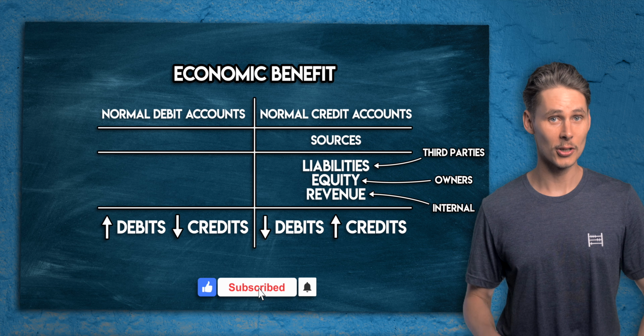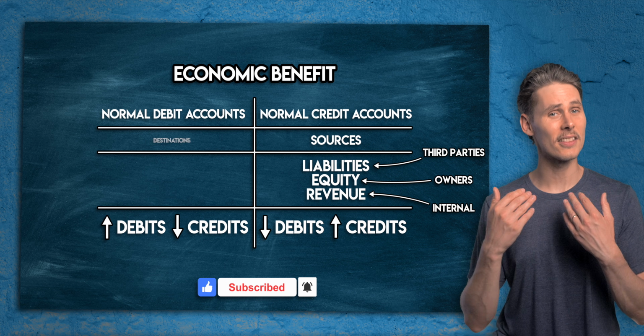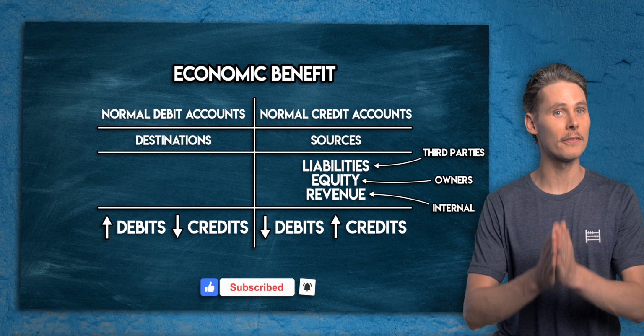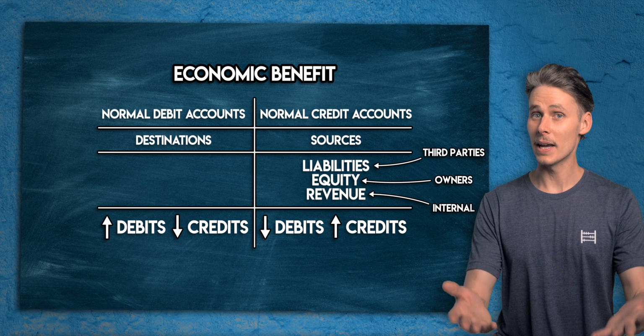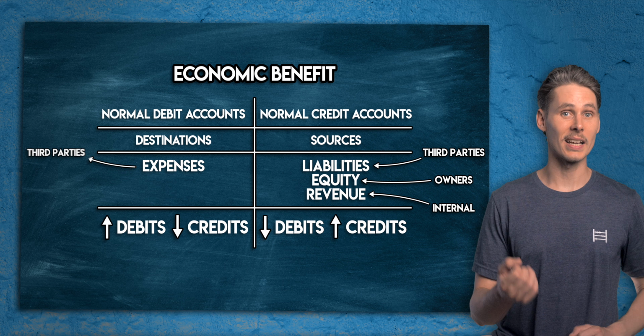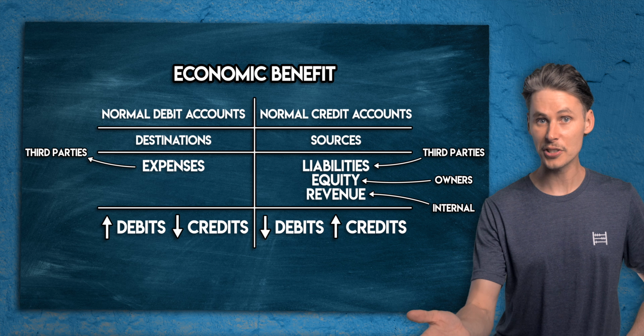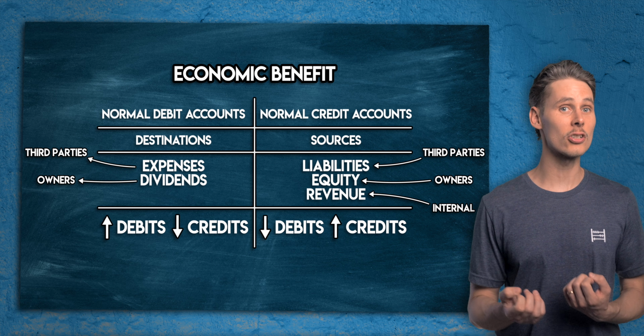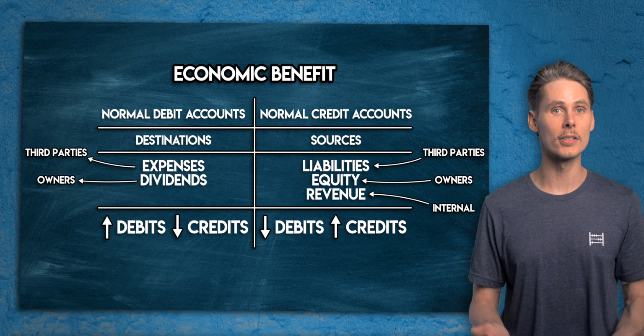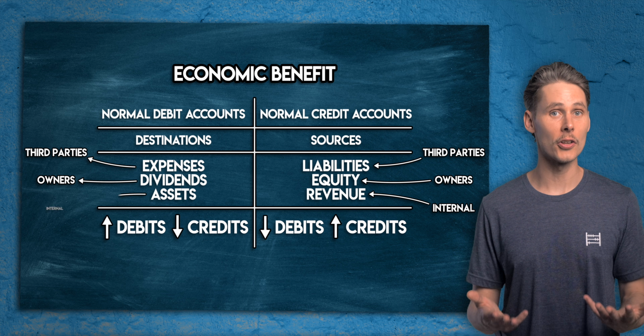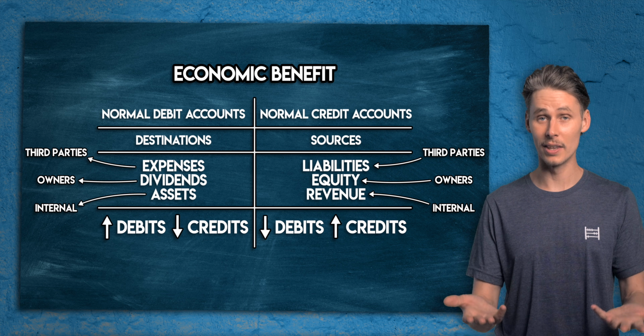On the other hand, normal debit accounts represent the destinations that economic benefit flows to. They're made up of expenses, where a business incurs costs to third parties, dividends, where the business distributes funds back to its owners, and assets, where the funds are held as resources within the business.